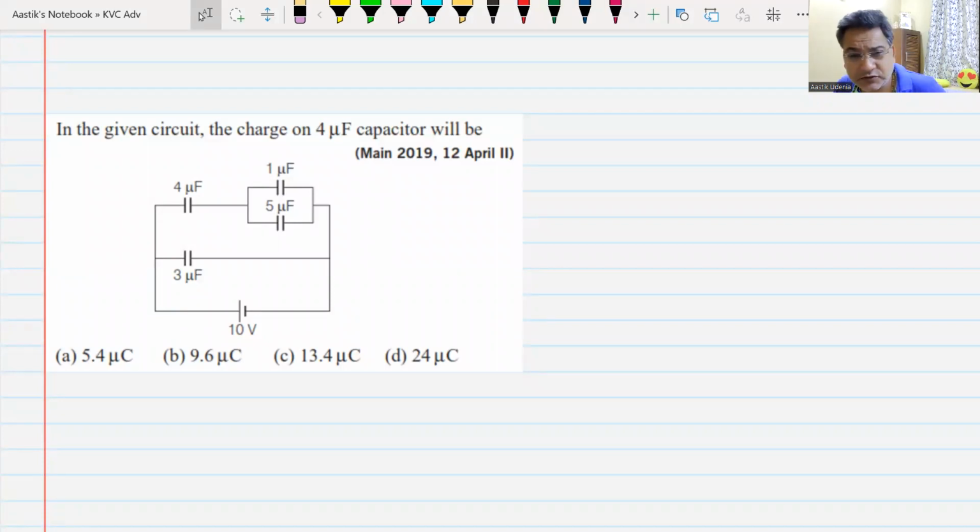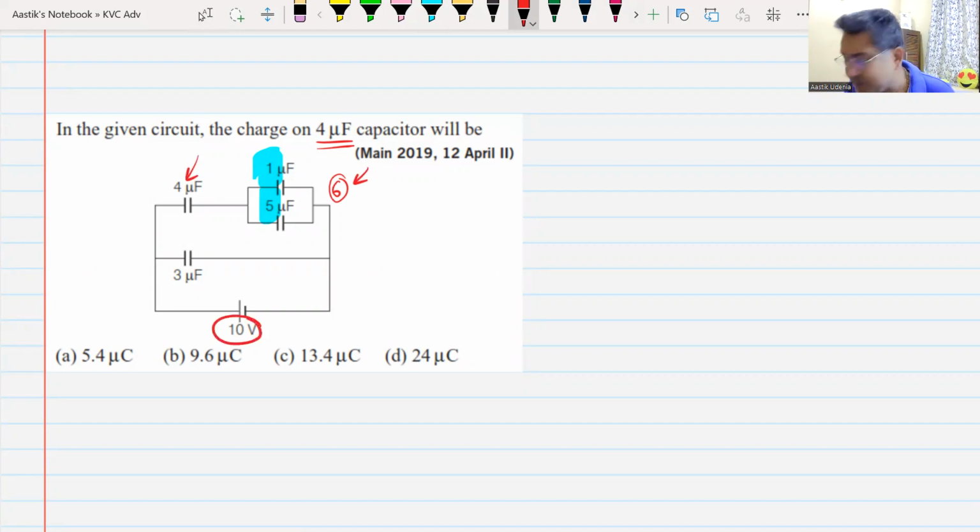So how are you supposed to do it? This is as simple as it gets. You don't even have to use a copy and a pen. 1 plus 5, how much does it become? It becomes 6. Yes or no? Yes, sir. You just have to find the charge on this 4 microfarad. 4 and 6. Different ways to do it.